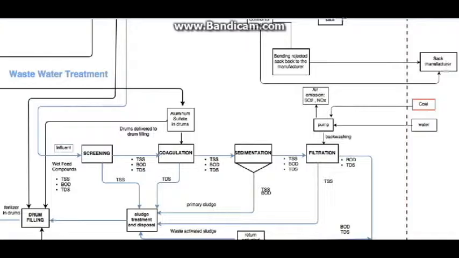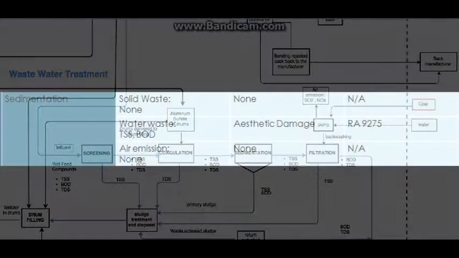Sedimentation. The suspended particles TSS, BOD, and TDS undergo the sedimentation process. Some TSS and BOD will sink to the bottom, going directly to the primary sludge treatment. The remaining TSS, BOD, TDS will then go through the filtration process.